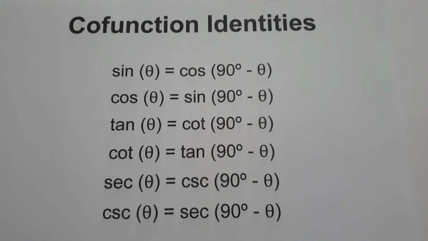So these are the basic cofunction identities that we are going to use in order for us to identify the cofunction of the given trigonometric function. So let's start and let's have an example. On the first set of examples, we are going to identify the cofunction identities of the given trigonometric function.